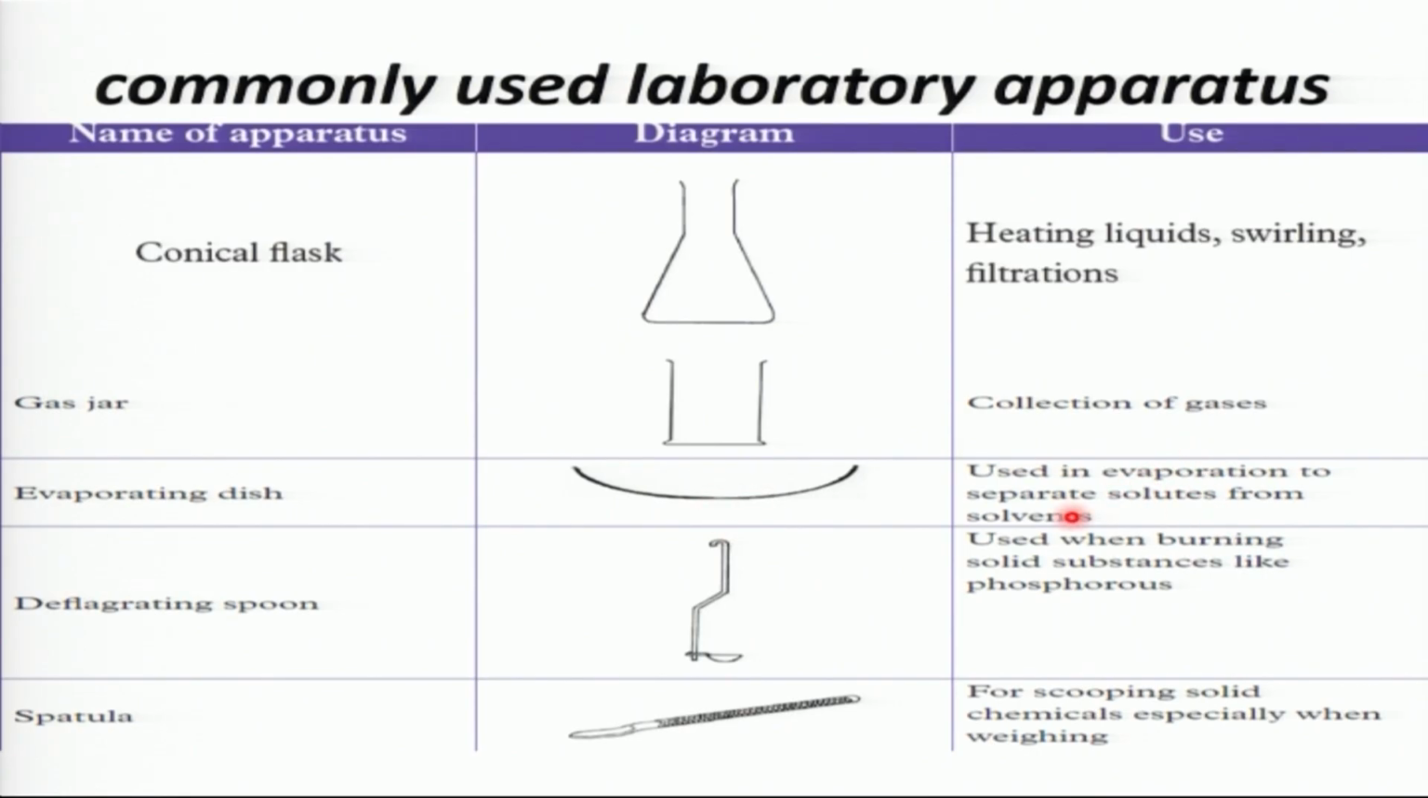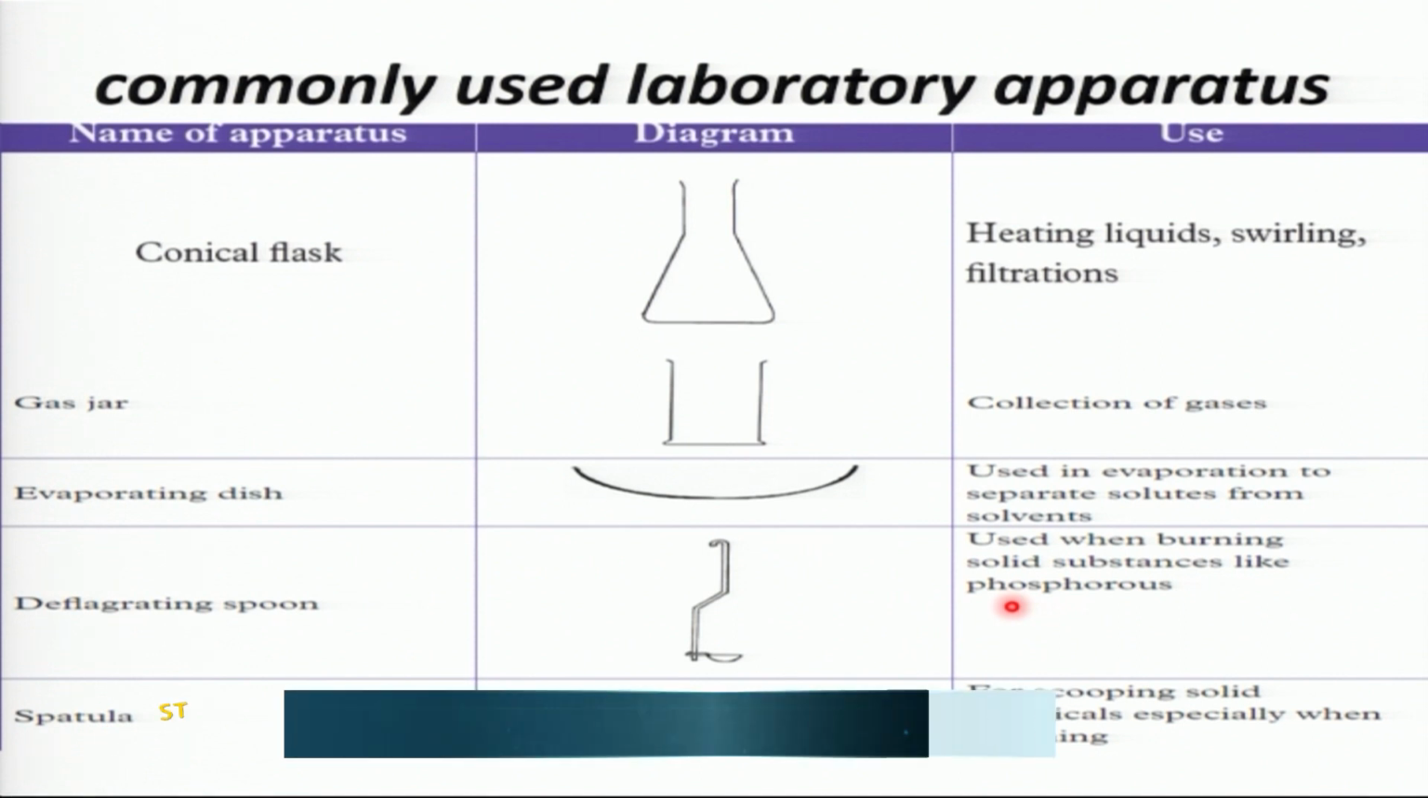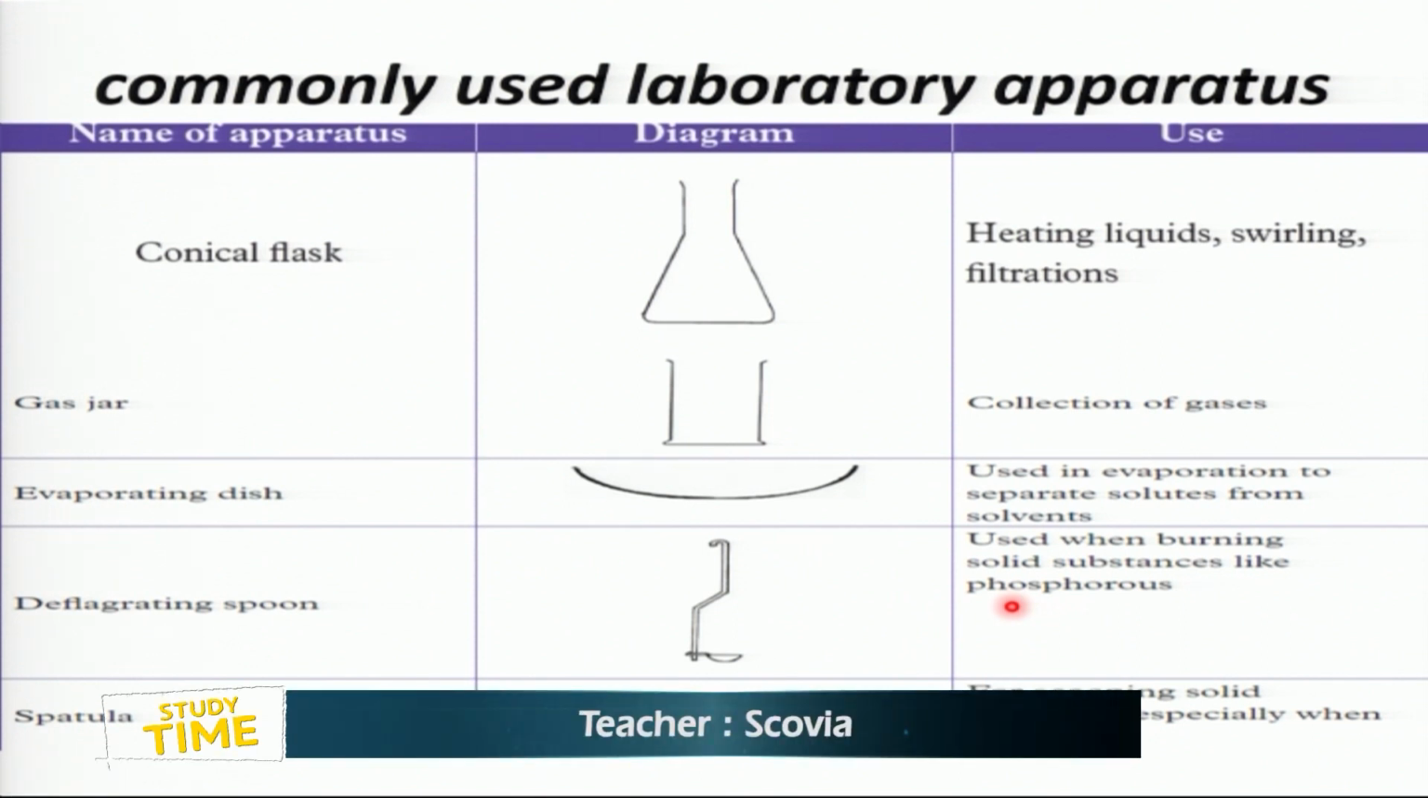All right? We have another very important apparatus here, we call it a deflagrating spoon. It is used when burning solid substances like phosphorus. So when you are burning some solid substances, we use this deflagrating spoon.